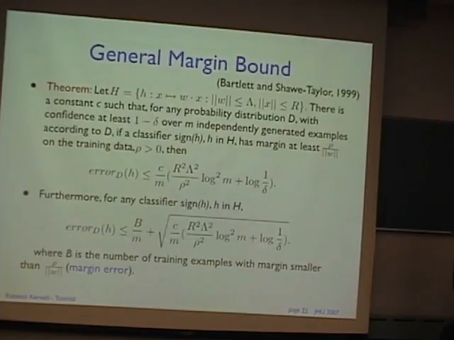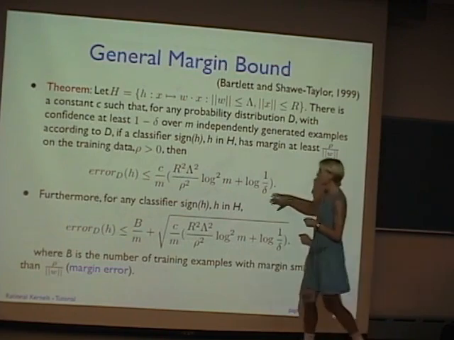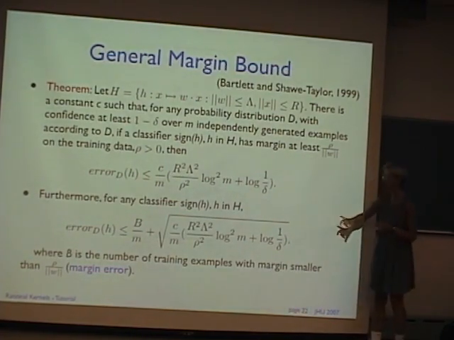In 1999, Bartlett and Taylor proved the following theorems. There are actually two here. One is for the separable case and one is for the non-separable case. Let me not go into too much detail about what is in these bounds, but these are bounds on the generalization error expressed in terms of the margin.